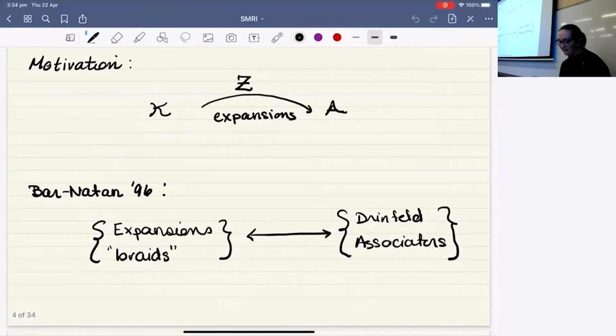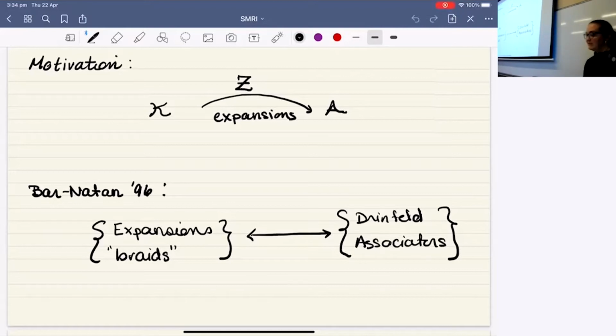So let's talk about the motivation and where the background comes from. So this is motivation of how this problem arose, not necessarily my motivation. I'll try to tell you that along the way.